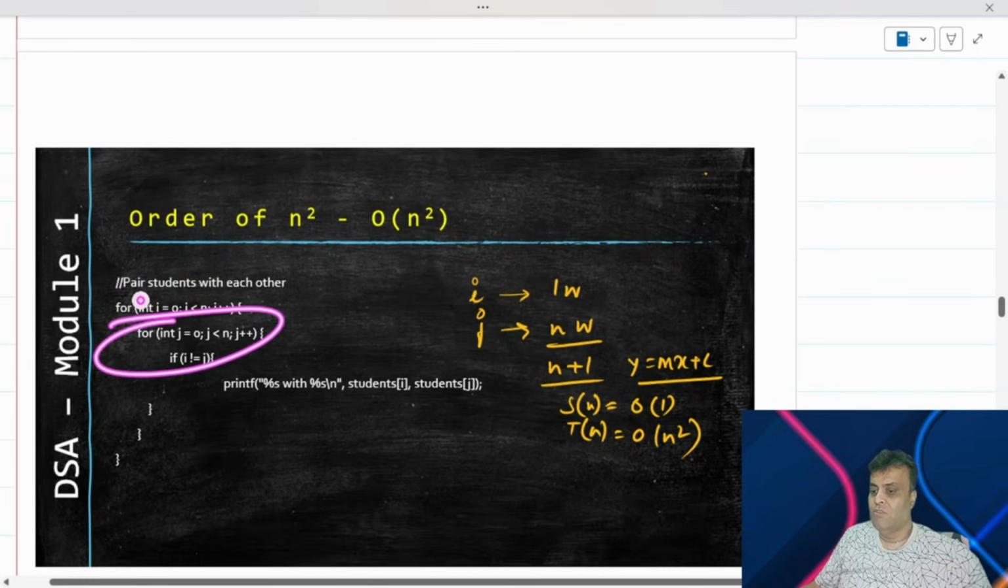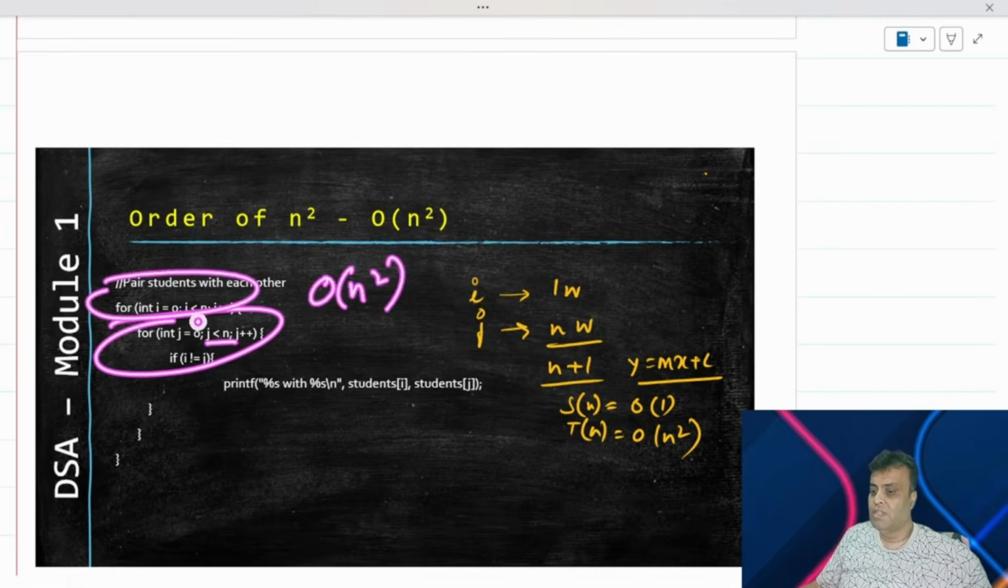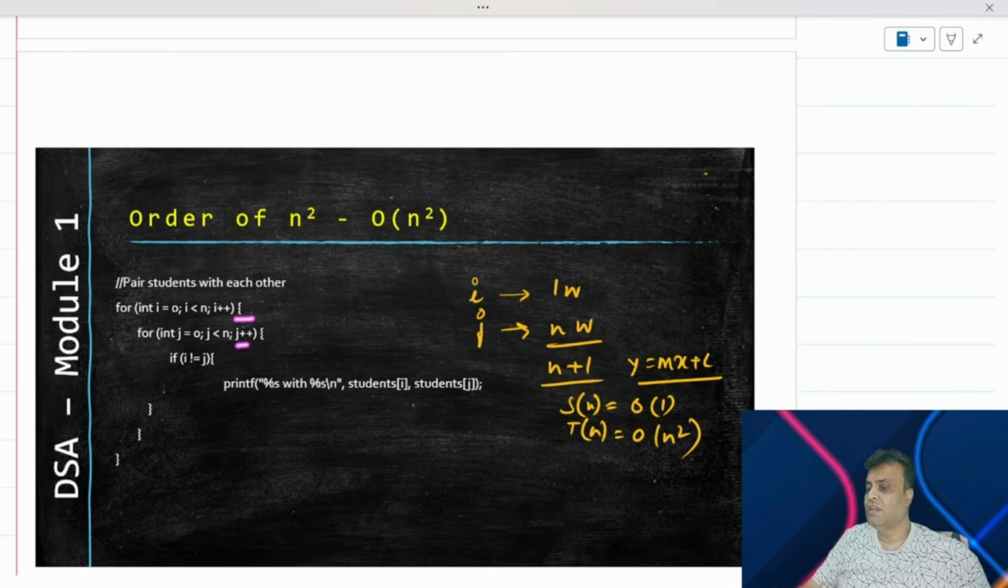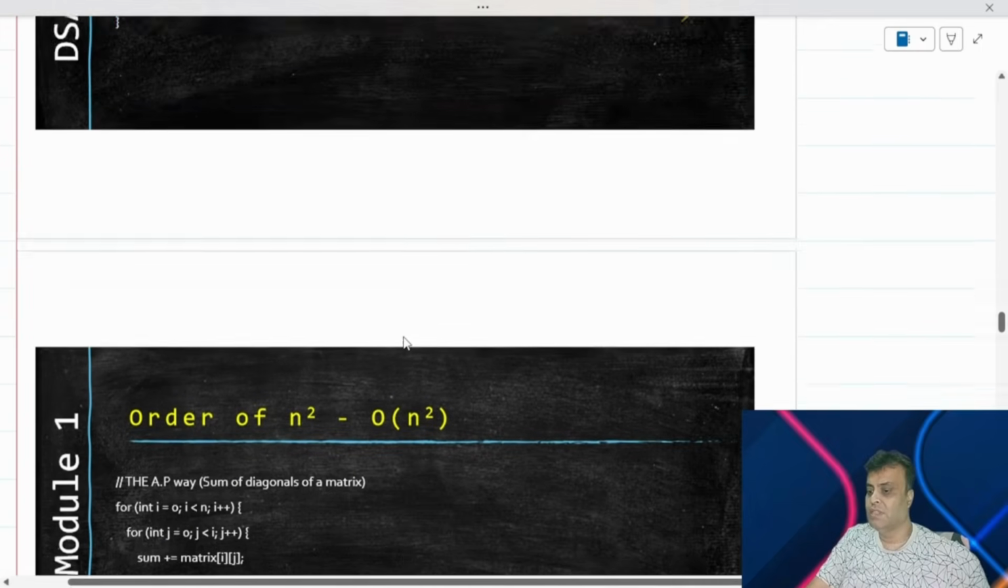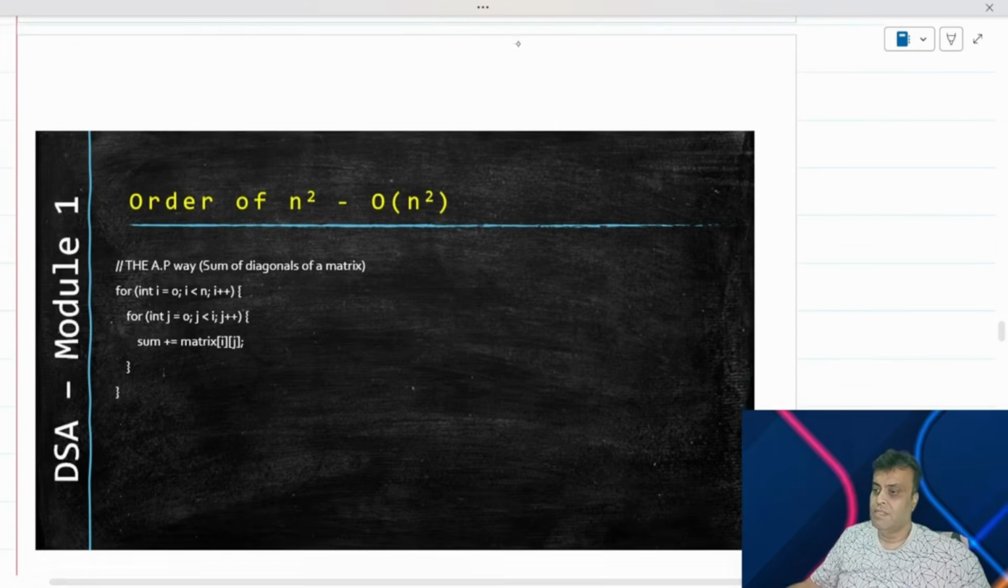Here there are two loops, one within the other, so it's going to be order of n square. But remember, be careful that these two should go till n, and it should be in a linear manner. And we'll see that when we go into the logarithmic. Why am I saying this? Let's see this. This is going to be interesting.